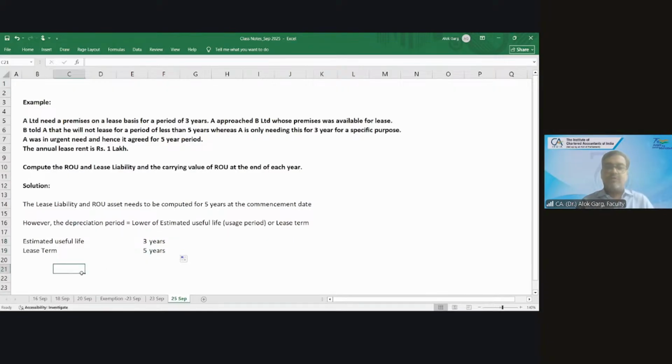Okay. So what is my depreciation? What is my depreciation period? For 3 years. Yes, it is 3 years. Depreciation period is 3 years.